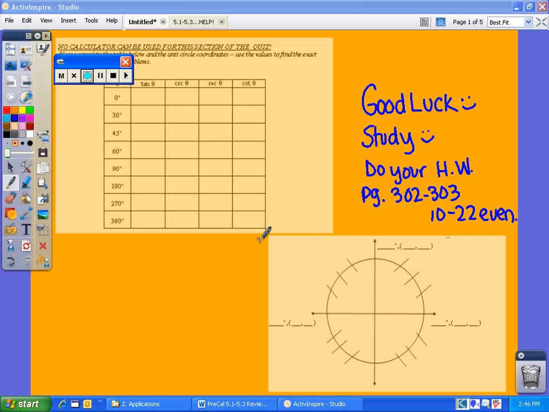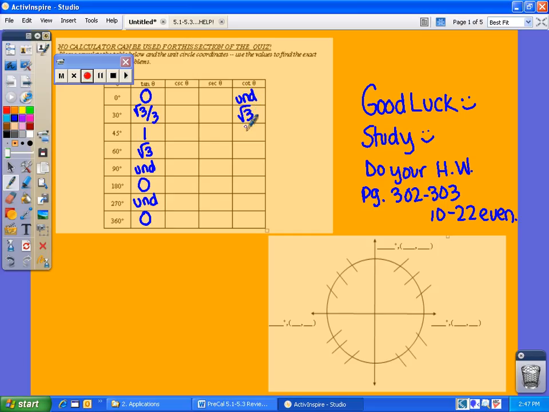Alright, I'm hoping by now you know how to fill in the unit circle and you know how to fill in the chart. So I'm just going to put in the answers. I'm not going to go through a whole process of how I get my answer. I'm hoping that by now you know how. This is just pretty much trying to see if you got the right answers. So basically like a check.